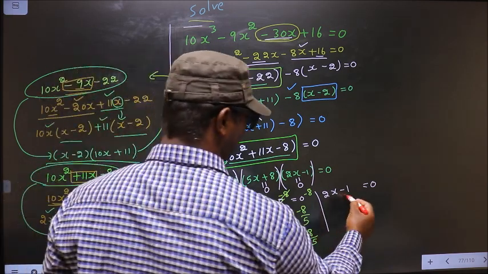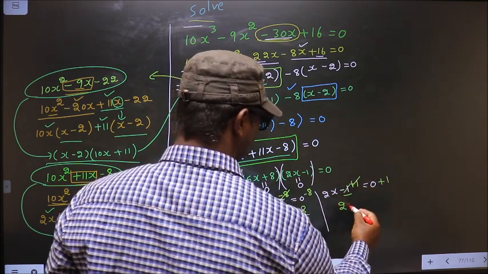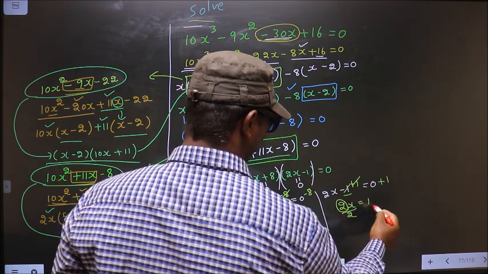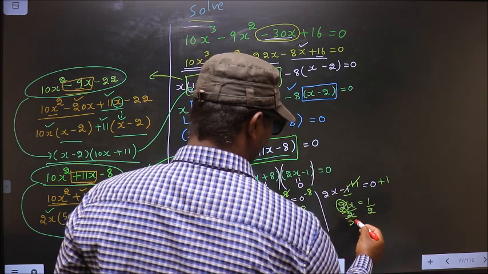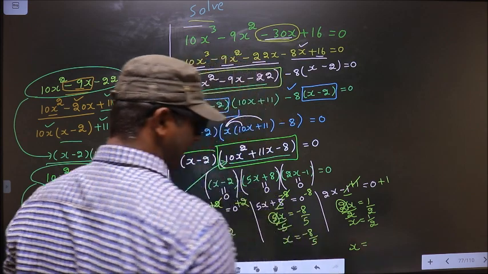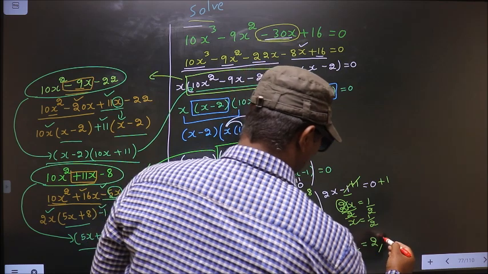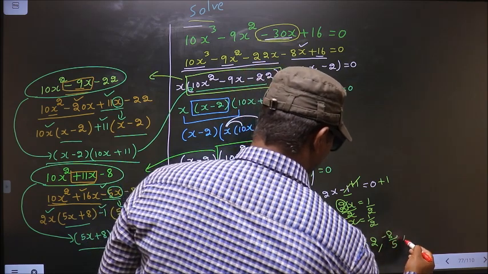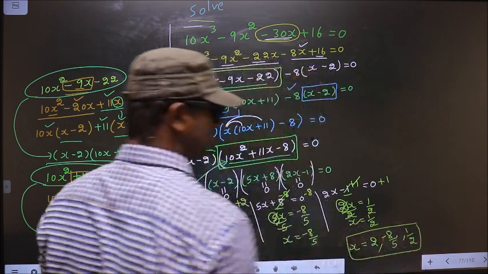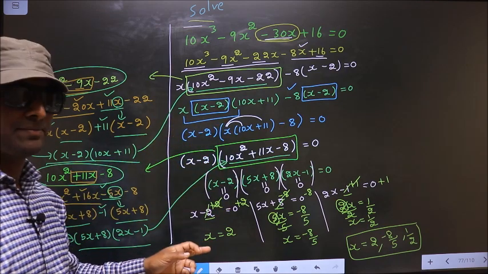Here first you should remove minus 1. So you add 1. It cancels out, you get 2x equal to 1. Now you should remove 2. So divide by 2. You get x equal to 1 by 2. So the values we got for x are 2, minus 8 by 5 and 1 by 2. This is our answer. Am I clear?